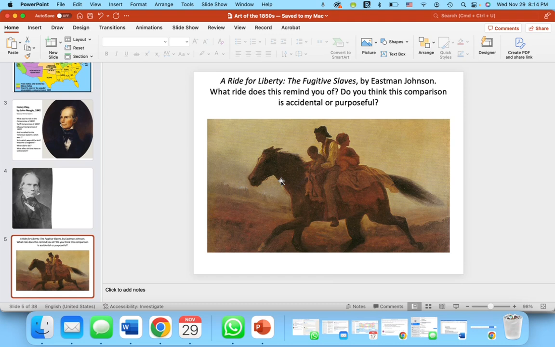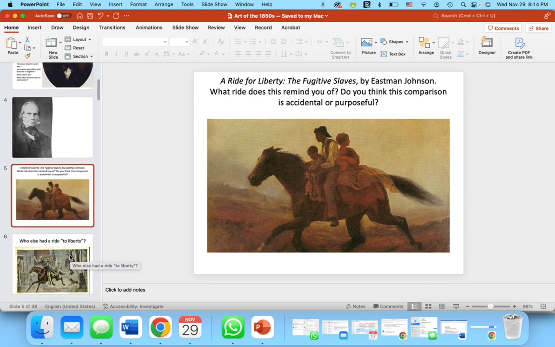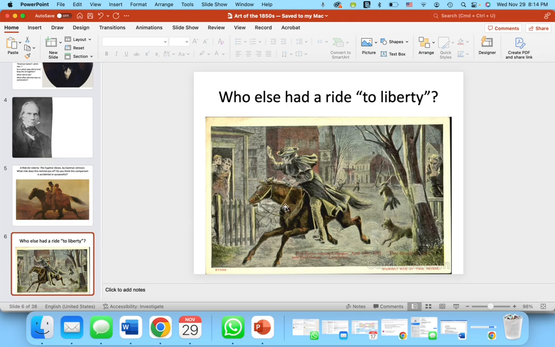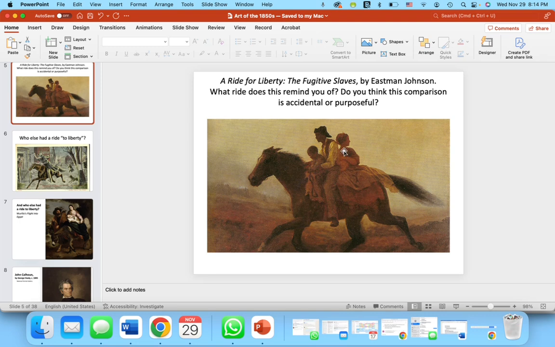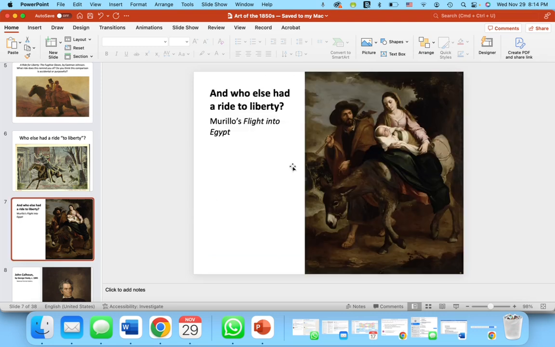The Underground Railroad really increases, and more slaves try to escape, not only to the north, but also to Canada. And here's a famous painting by Eastman Johnson of fugitive slaves trying to run away. That should remind you of another ride to liberty, and that was Paul Revere back in the Revolution, alerting the colonists. This composition, this imagery of the little family fleeing to safety was, of course, based on Christian tradition. And here you see a scene from the Bible with Joseph and Mary leading baby Jesus to Egypt for safety.